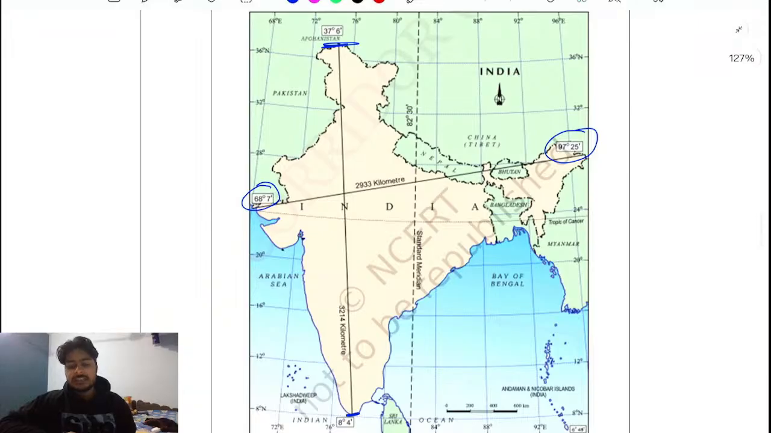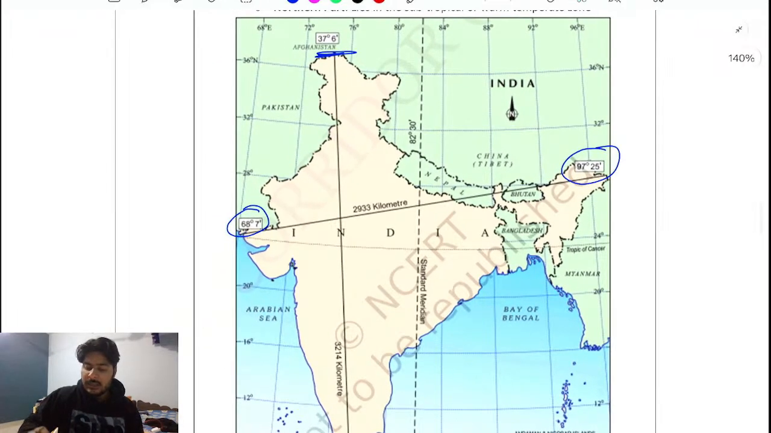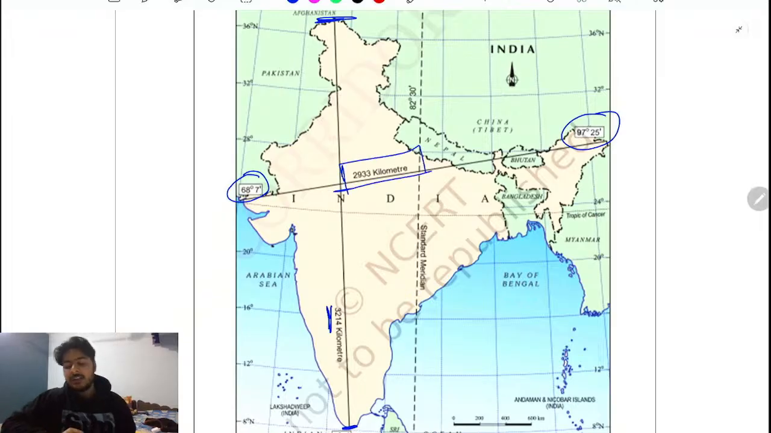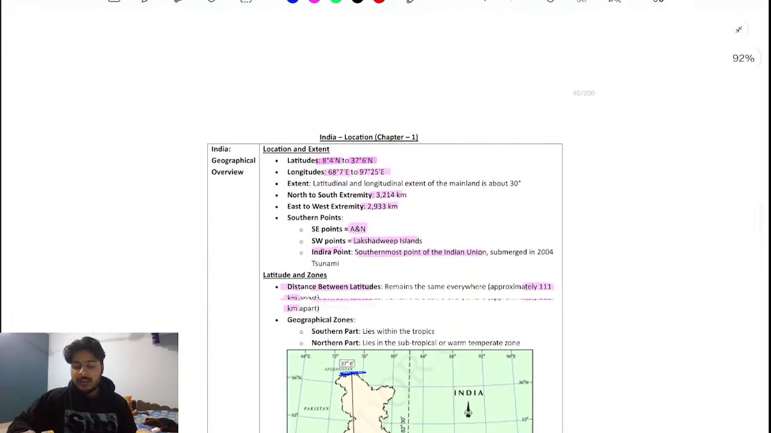Concept clear? So this is overall the north and south, and east and west extension of India. The overall length of the north and south is 3,214 kilometers, and the overall stretch of the east and west is 2,933 kilometers. So overall the north and south is more in length.